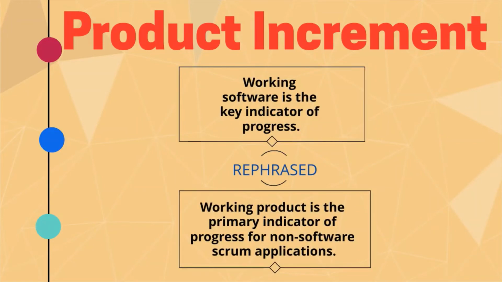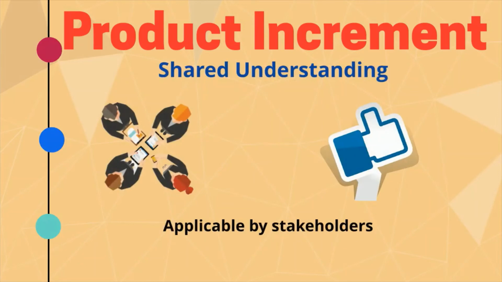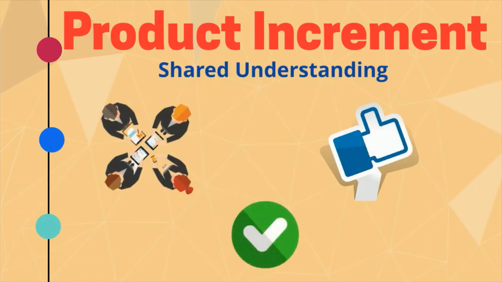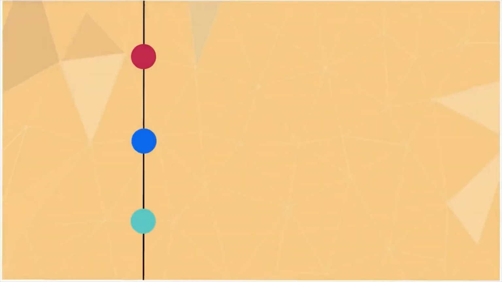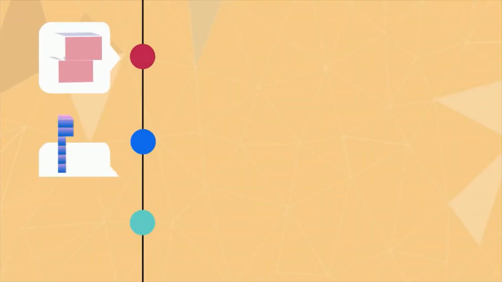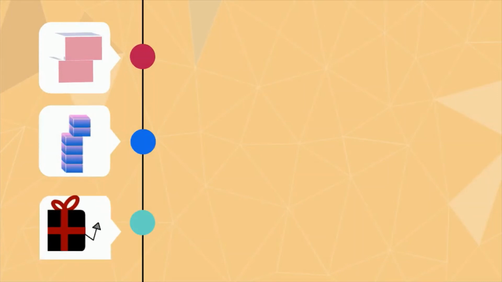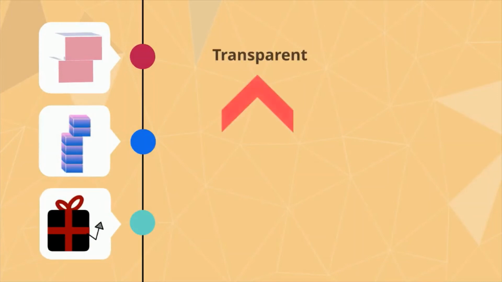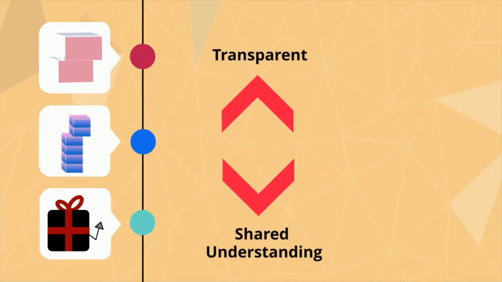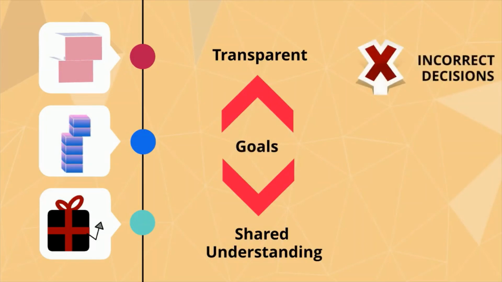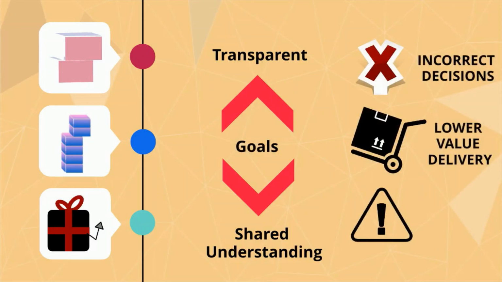The product increment is usable by stakeholders because it meets the team's definition of done, allowing them to evaluate the present state of the product. Good decisions can be made by evaluating and adjusting Scrum artifacts to the extent that they are entirely transparent and have a shared understanding. Insufficient transparency can result in incorrect decisions, lower value delivery, and increased risk. As a result, the Scrum Master focuses on increasing Scrum artifact transparency.